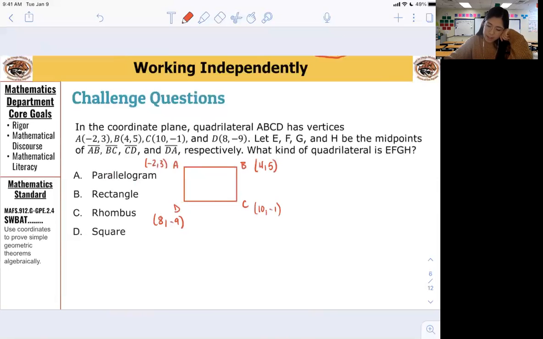Okay, and then it says let E, F, G, and H be the midpoints. So we've got some midpoints too, E, F, G, and H. And we'll see if that matters. And we want to know what type of quadrilateral we have. We already know some strategies. What are some things I can check in order to eliminate some answer choices? No distance formula. No midpoint formula. We're going to try and do this using only slopes.